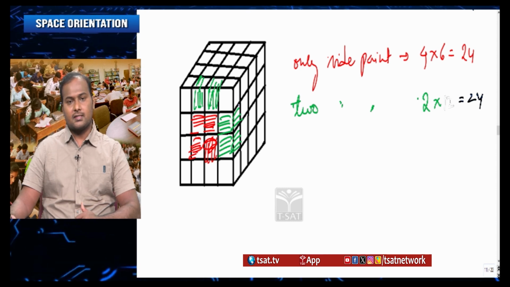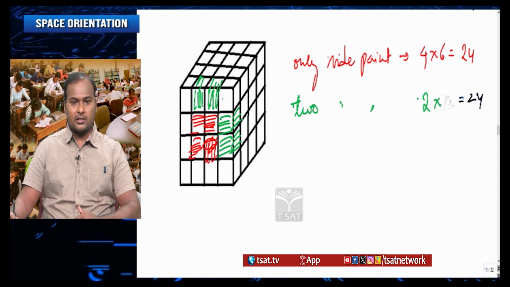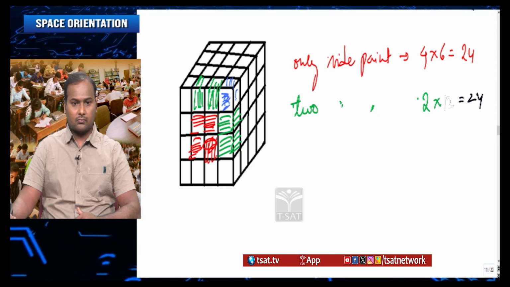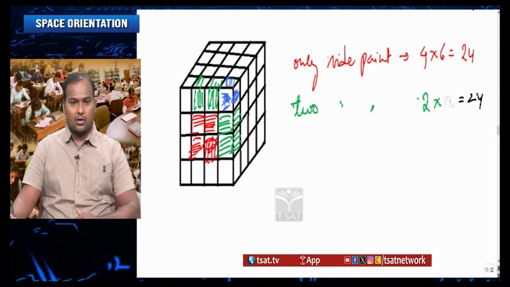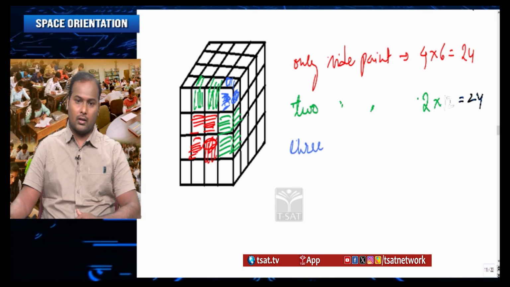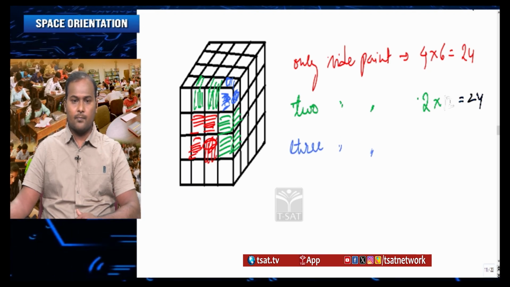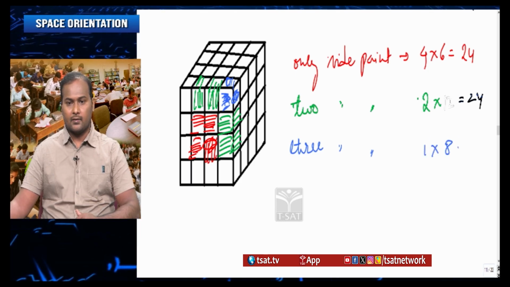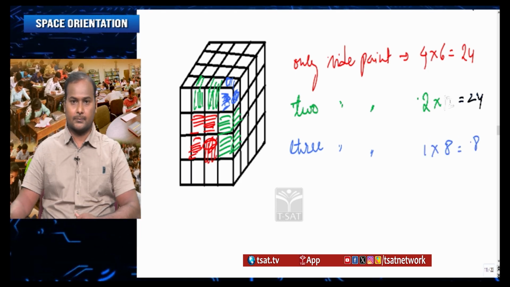Now the next question is, how many small cubes are possible with three side paint? Where is three side paint possible? Three side paint is possible on the corners. So this is the corner. Per corner how many? 1. Total how many corners? We have a total of 8. So 1 multiplied by 8, your answer is 8 here.